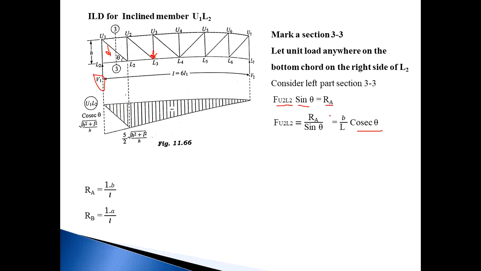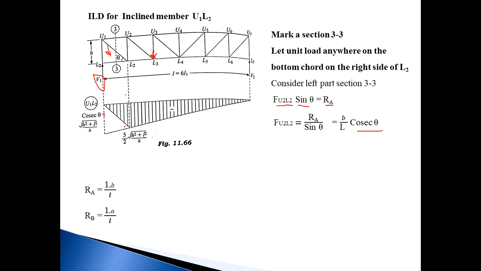Suppose when the load is acting at point 1, that is L1, it becomes cosec theta. And cosec theta is nothing but, suppose I want to find this theta, cosec theta: the hypotenuse, and this is h. So the length of the hypotenuse is the square root of h square plus L square, divided by h. This is equal to 1 upon sin theta. So by using this triangle we can find the ILD coordinate at point L2.